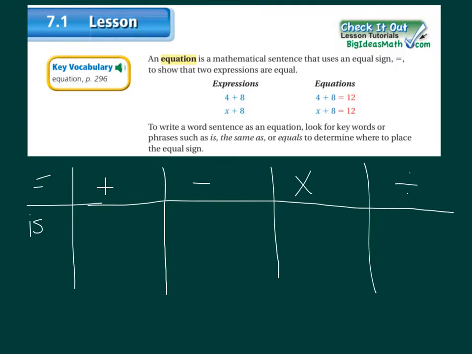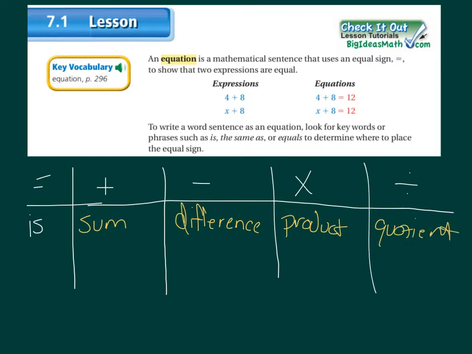But some of the examples of addition operation words, we have things like sum, subtraction, less than, difference. I'll put difference. Multiplication, a common one that students sometimes forget what it means, is product, and quotient. Okay, so these are just some examples.